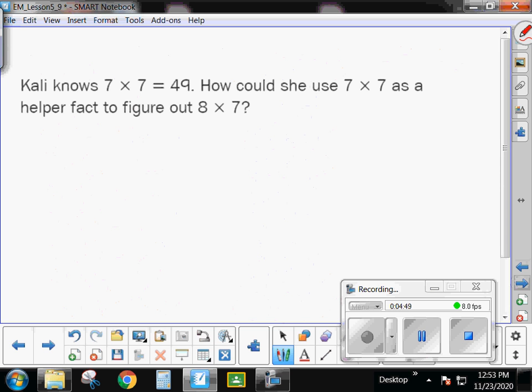So let's say that Callie knows what 7 times 7 is. She knows that it's 49. How could she use 7 times 7 as a helper fact to figure out 8 times 7? Here's what I want you to do for this problem. I want you to draw a 7 by 7 array, and you know that that's going to be 49. And then I want you to turn that array into an 8 times 7. Go ahead and pause the video and do that.